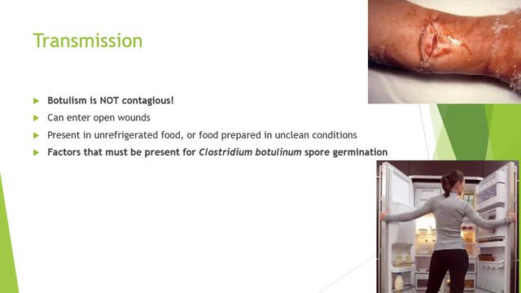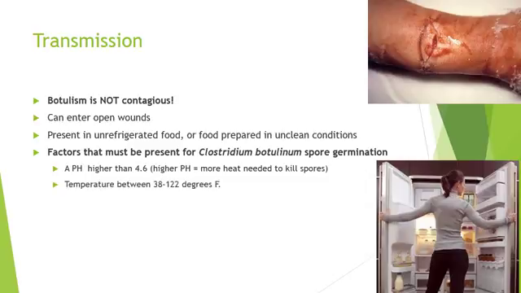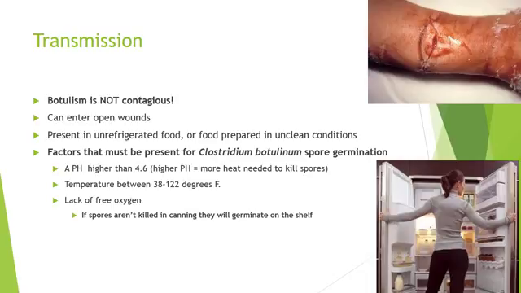There are a few factors that must be present in order for this spore to germinate. The pH has to be higher than 4.6. The temperature has to be between 38 and 122 degrees Fahrenheit, and there has to be a lack of free oxygen. So, kind of beating a dead horse here, but if the spores aren't killed in canning, they will germinate on the shelf.